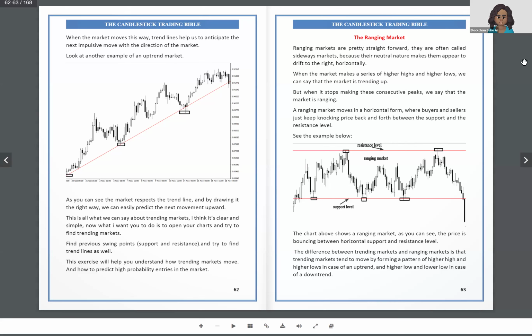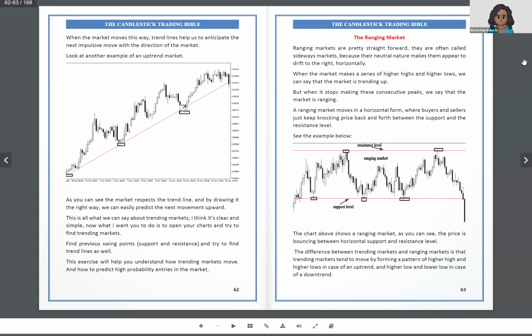The ranging market. Ranging markets are pretty straightforward. They are often called sideways markets because their neutral nature makes them appear to drift to the right horizontally. When the market makes a series of higher highs and higher lows, we can say the market is trending up. But when it stops making these consecutive peaks, we say that the market is ranging.